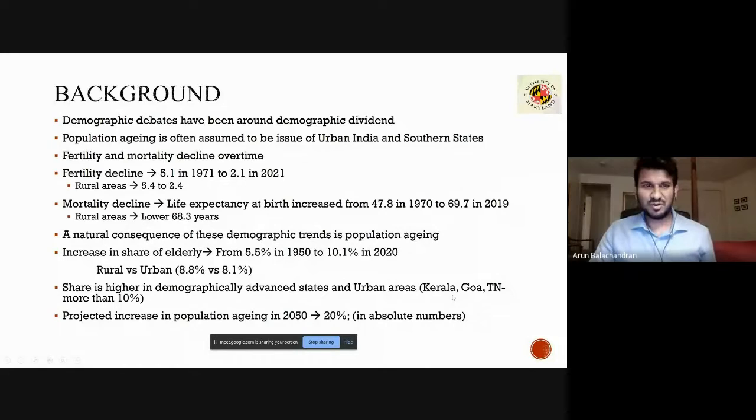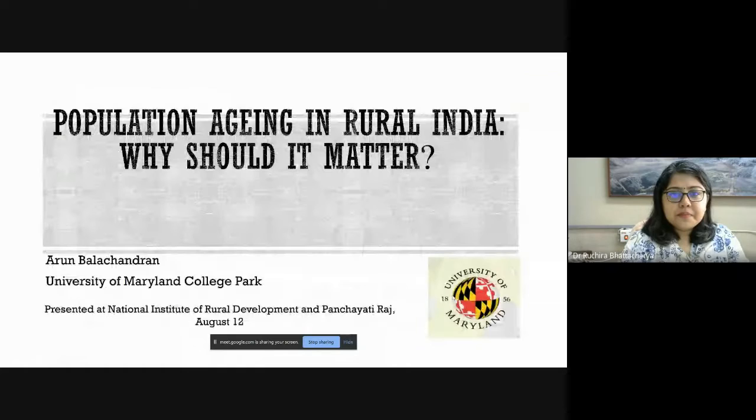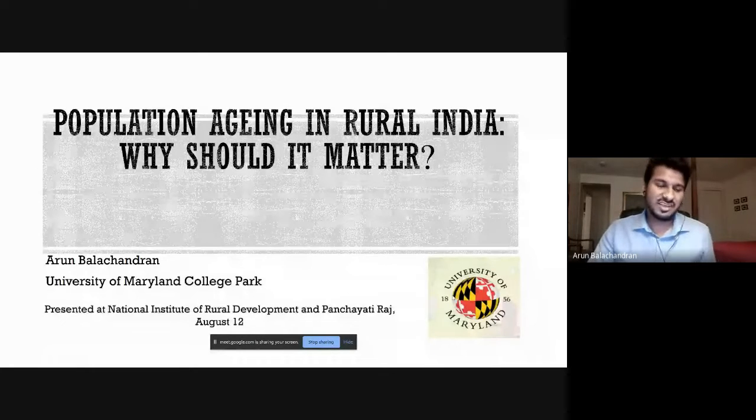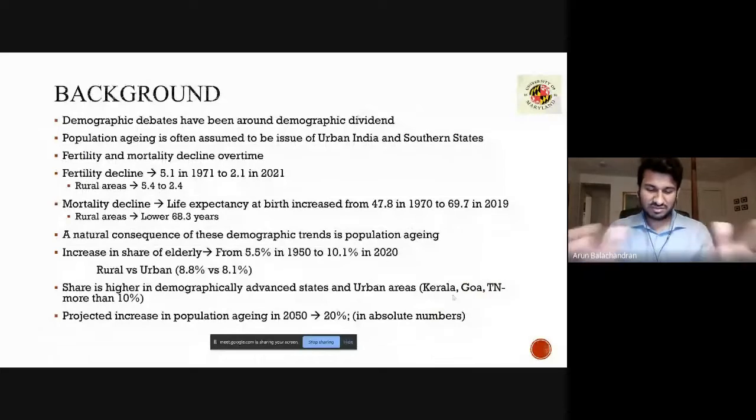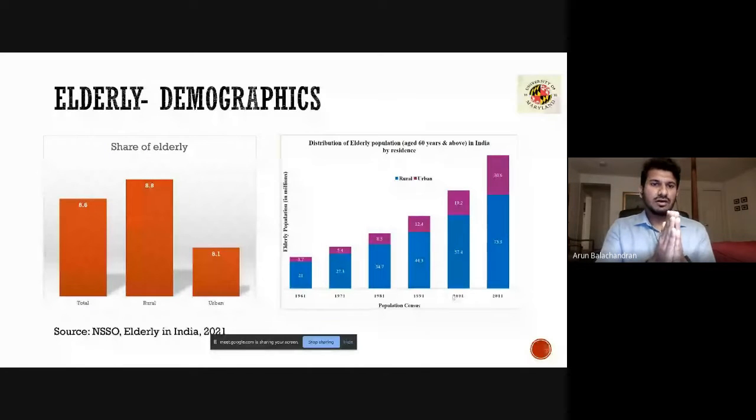I'm sorry that you couldn't see that earlier. So that was my first slide: Why population aging in rural India and why should it matter? This was the background I was mentioning on different demographic trends. As I was mentioning, if you look at the share of elderly, it is 8.8% in rural India and 8.1% in urban India. But in absolute numbers, this translates to a bigger number, because in rural India the populations are larger, so around 3 times more of the 60 plus live in rural India than in urban.